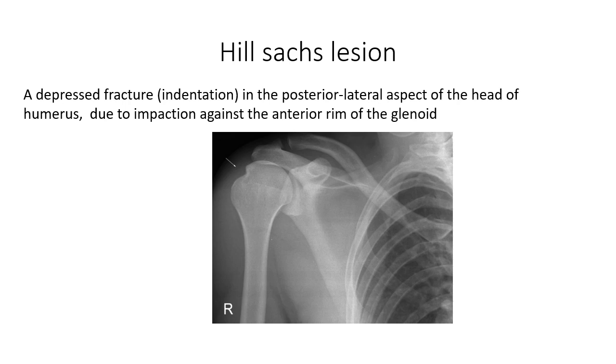Hill-Sachs lesion is a depressed fracture, a compression fracture, an indentation in the posterolateral aspect of the humeral head due to impaction against the anterior rim of the glenoid. Again, the most common direction for shoulder dislocation is anterior inferior. So as the head moves to the anterior inferior position, the posterolateral aspect of the humeral head will be compressed against the anterior aspect of the glenoid, and that will lead to a depressed fracture or indentation.